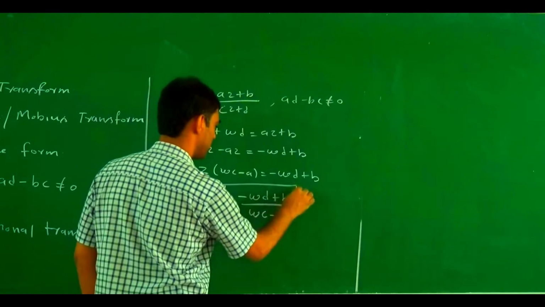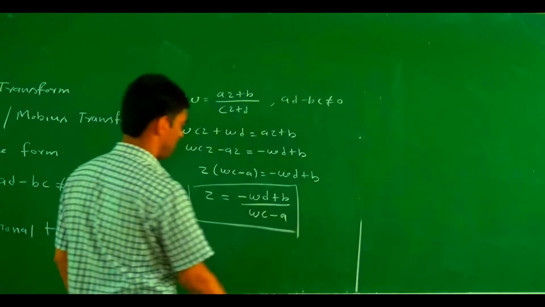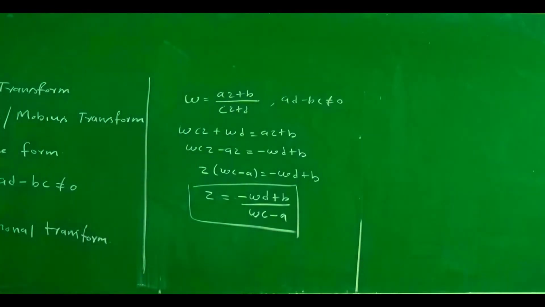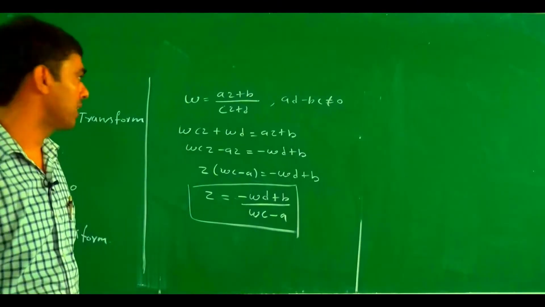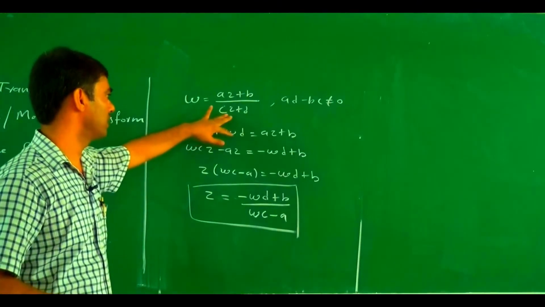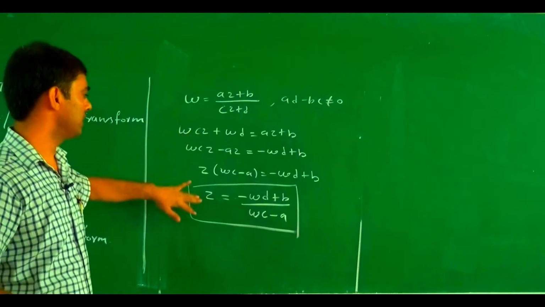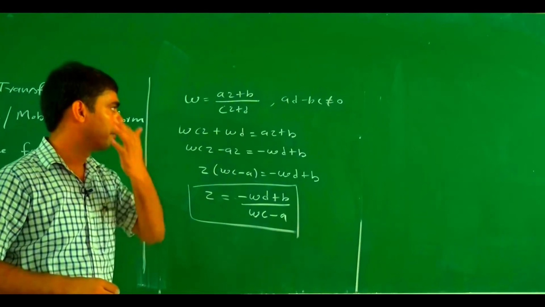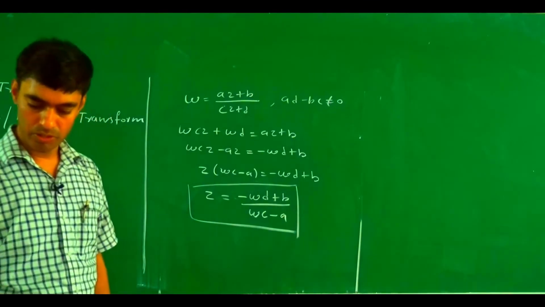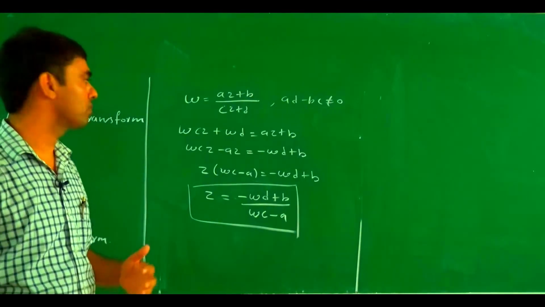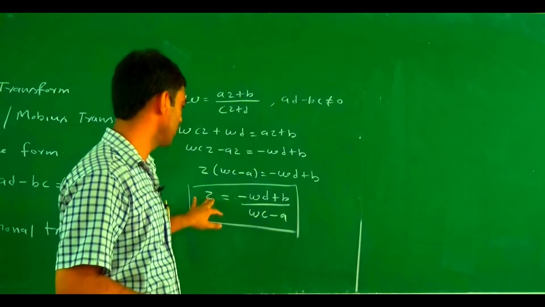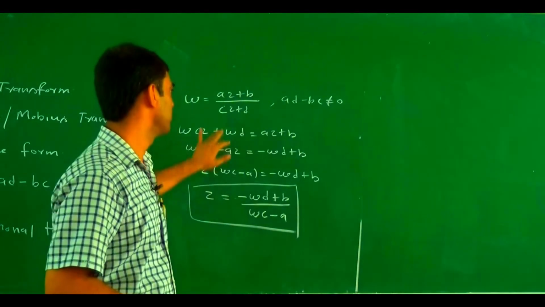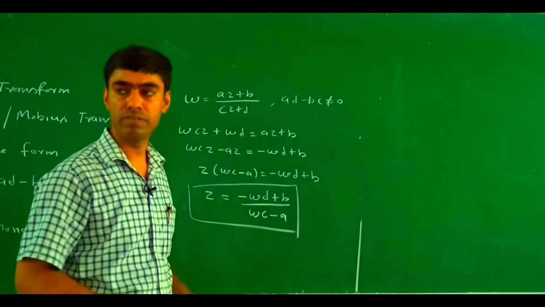This is the inverse of a bilinear transform. It means if we write W equal to (AZ plus B) divided by (CZ plus D), then Z can be written as (minus WD plus B) divided by (WC minus A). So if a bilinear transform is given in terms of Z, you may also write it in terms of W.